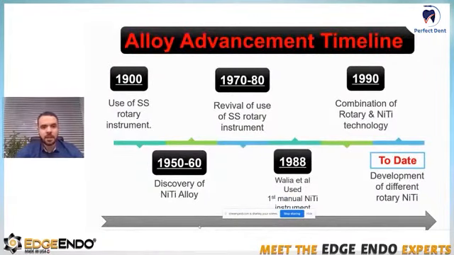Regarding shaping, the alloy advancement through the timeline: in 1900 was the first use of stainless steel rotary instrumentation, and in 1950 to 60 the discovery of nitinol alloy. In 1970 to 80, a revival of the use of stainless steel rotary instruments, and in 1980, Walia used the first manual nitinol instrument, and in 1990, a combination of rotary nitinol and a lot of technology, up to today's development of different rotary nitinol alloys.